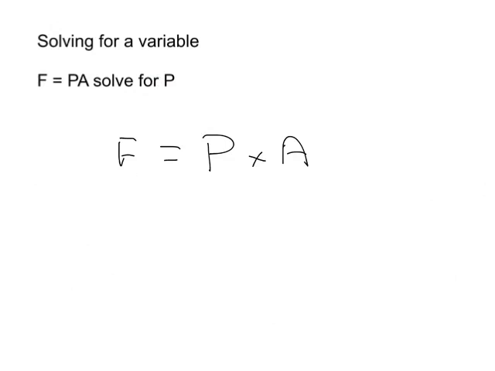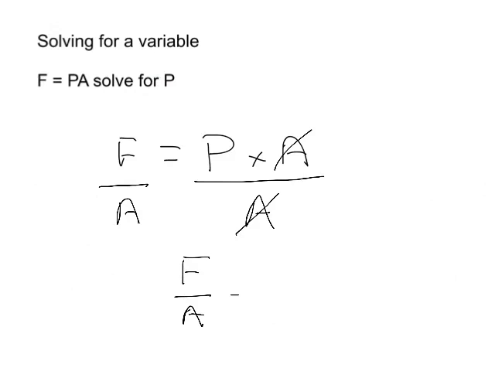So I need to move the A, and the operation here is multiplication. So to move the A and cancel it out, I need to do the opposite operation, which is division. And that cancels out my multiplied A. I need to make sure I do it to both sides. So at this point, if I rewrite it, I have the variable that I wanted isolated by itself, and it looks good.